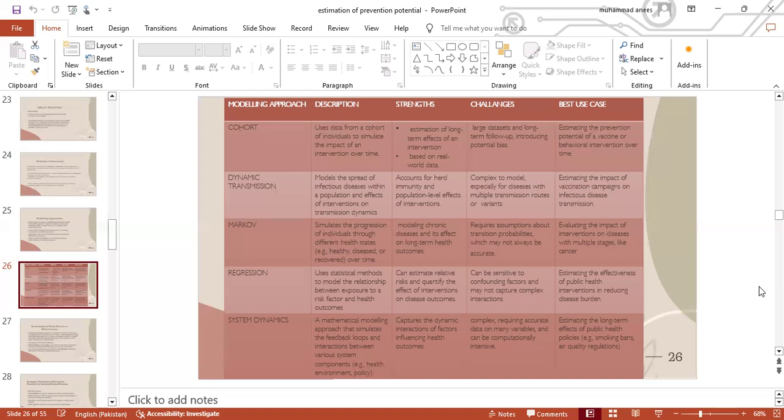Moving on to the system dynamics model, it is a mathematical modeling approach that simulates the feedback loops and interactions between various system components like health, environment, and policy. It captures the dynamic interactions of factors influencing health outcomes, but is complex, requiring accurate data on many variables, and can be computationally intensive. Best use case: estimating the long-term effects of public health policies, for example, smoking bans, air quality regulations, etc.